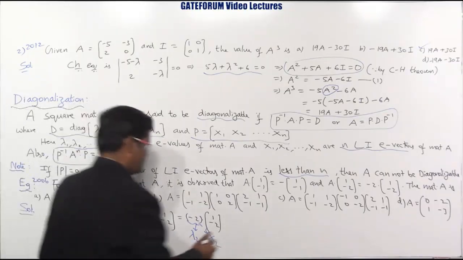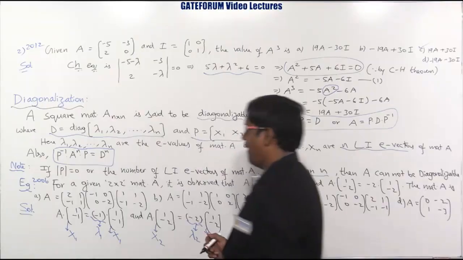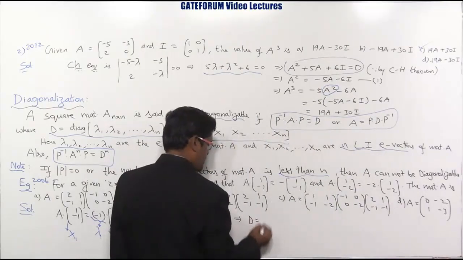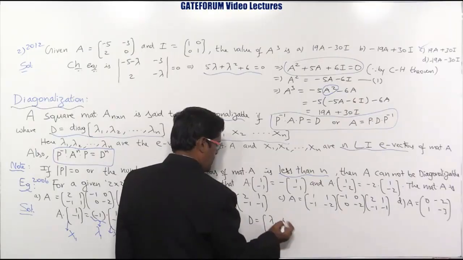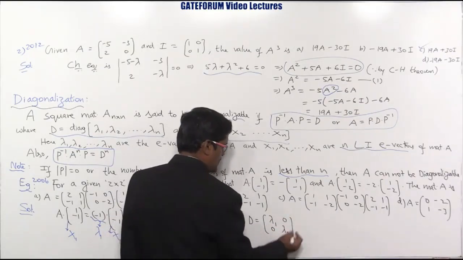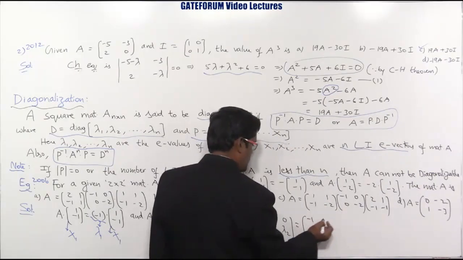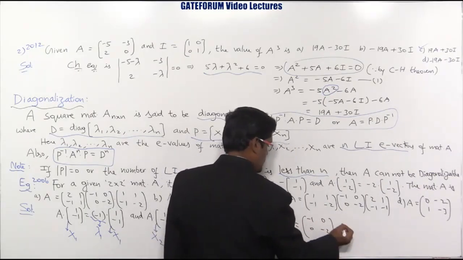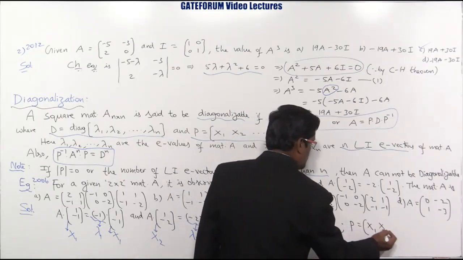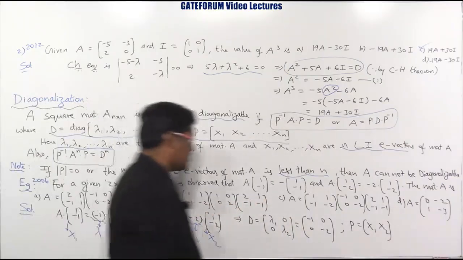So this implies your D matrix is the diagonal matrix with diagonal elements as eigenvalues lambda 1, 0, 0, lambda 2, just by comparing that notation. So D is minus 1, 0, 0, minus 2. Capital P is the matrix whose columns are linearly independent eigenvectors. There are two eigenvectors x1, x2.